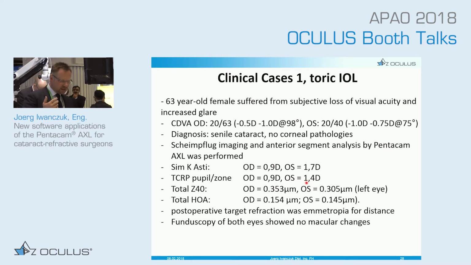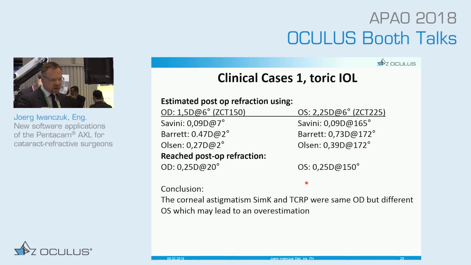You can have a nomogram trying to compensate for the influence of the back, but this does not work all the time. It works for many cases, but it does not work for all the cases. So it's better to measure that.